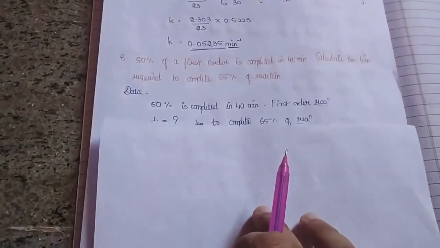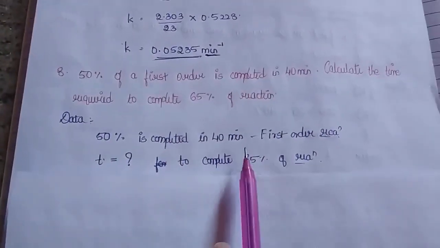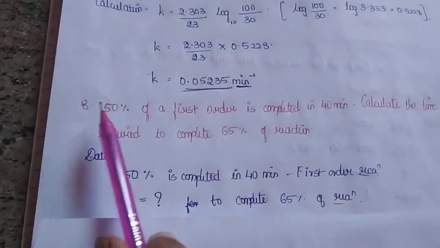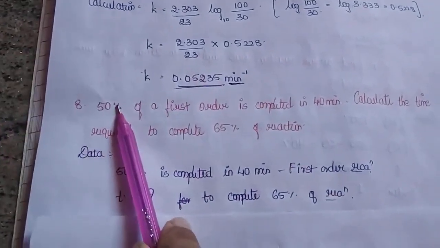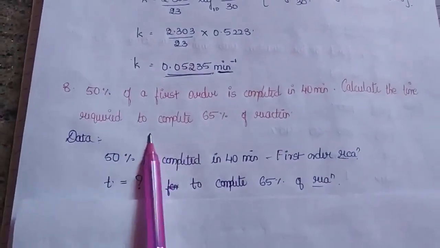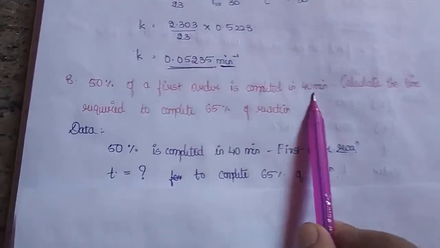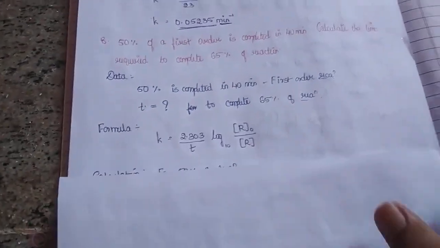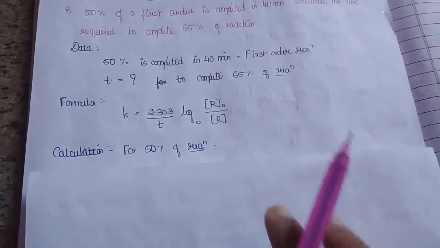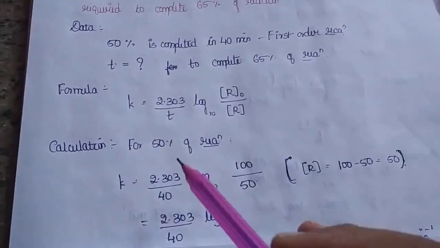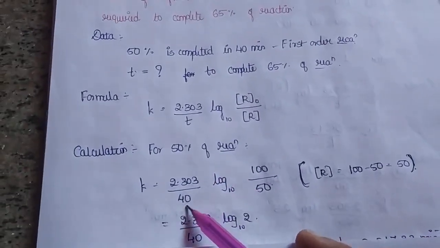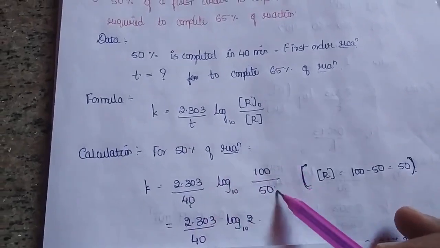So first and foremost, I have written my data in this way, but how you have to write: at 50%, what will be the R0? What will be the value of R? And what is the time taken? When you choose it in that way, of course, write the formula. Then the calculation part: 2.303 by 40, log of R0 by R.